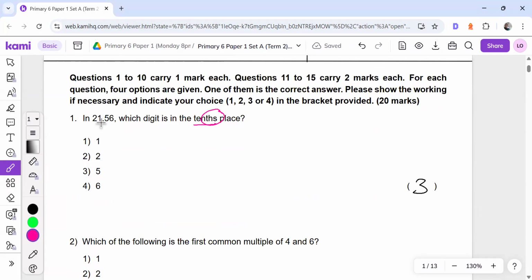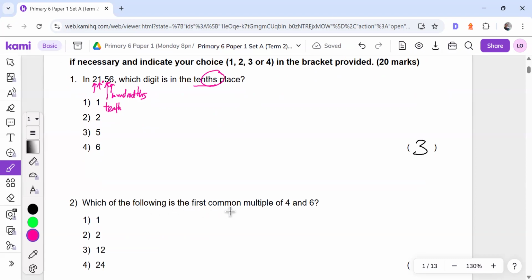So let's revise. This is ones, this is tens, and behind the decimal point, that is your tenths. And then further behind, that will be your hundredths. So this one you must know. It is something that you have to remember. The first digit behind the decimal point is the tenths. So the digit five is in the tenths place.